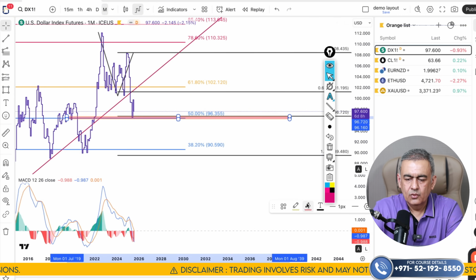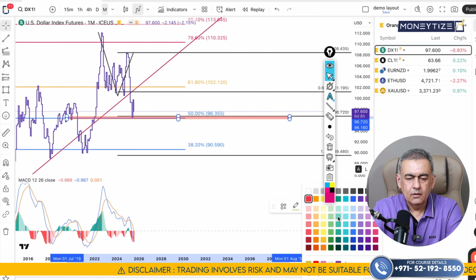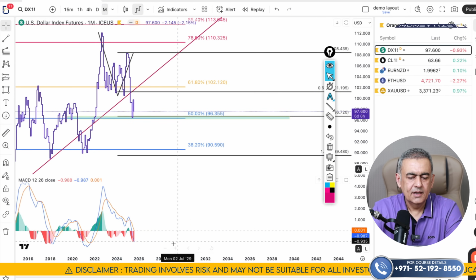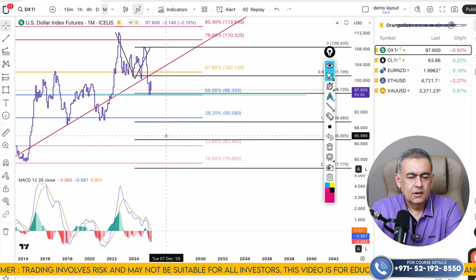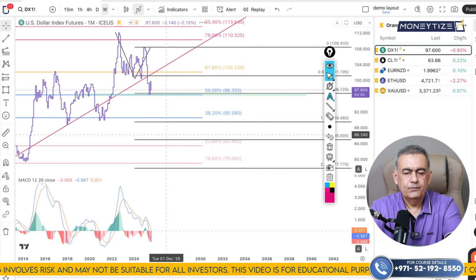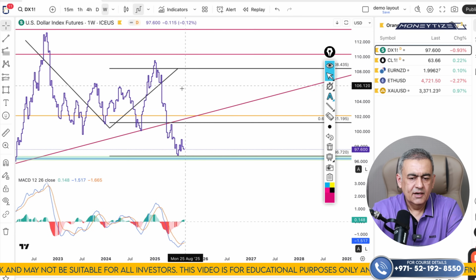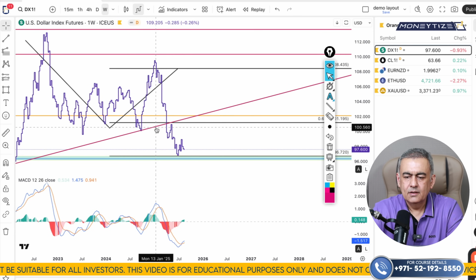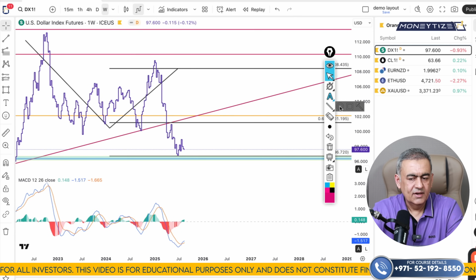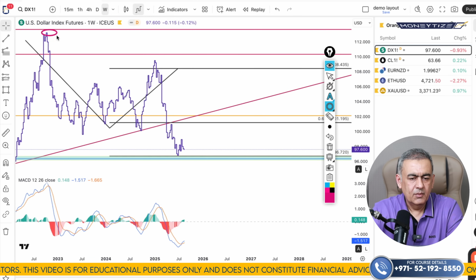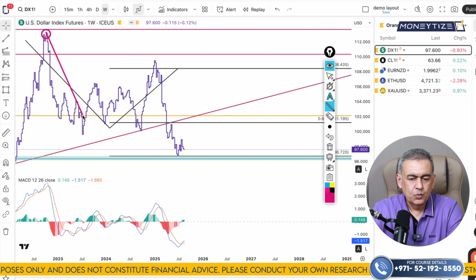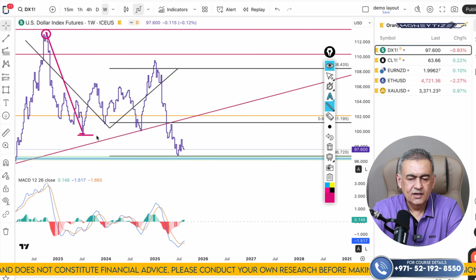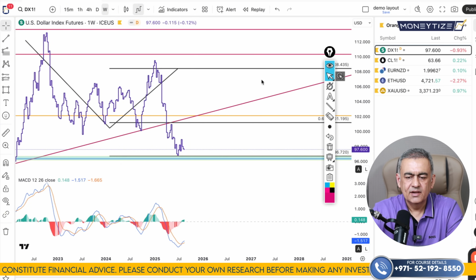Now since this is support, I need to change the color to green. That's it, and the environment on MACD histogram is still negative, still bearish. Now I'll move down to weekly chart, and on the weekly frame I need to connect again. Now there is a discrepancy on the basis of weekly frame. The highest point remains same, but the lowest point, so during this downward journey, the lowest point is here. So I need to adjust my fib extension on the weekly frame.